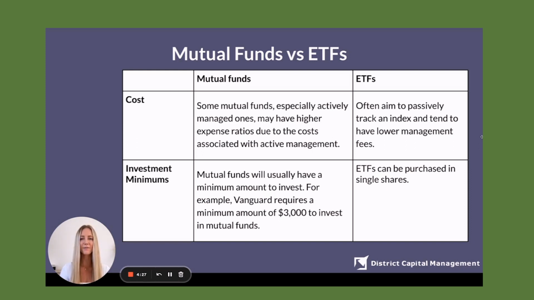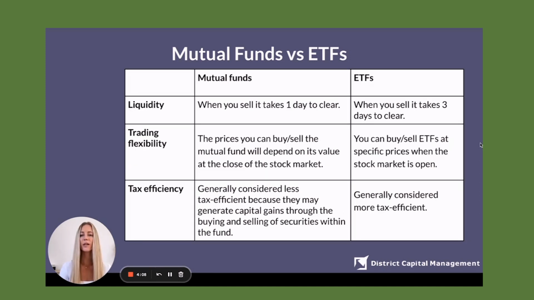The next is investment minimums. Mutual funds will usually have a minimum amount to invest. For example, Vanguard requires a minimum amount of $3,000 to invest. ETFs can be purchased in single shares. The next is liquidity. When you sell mutual funds, they usually take 1 day to clear, whereas when you sell ETFs, they usually take 3 days to clear.